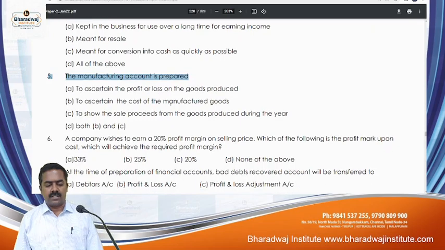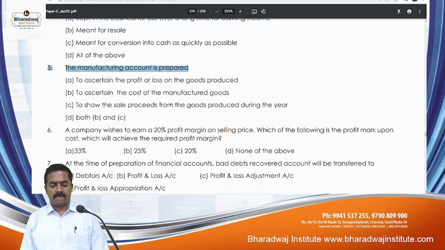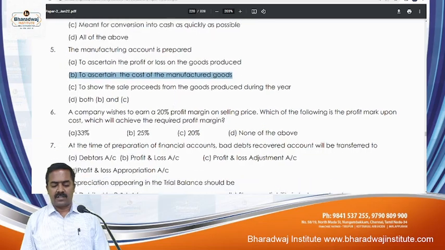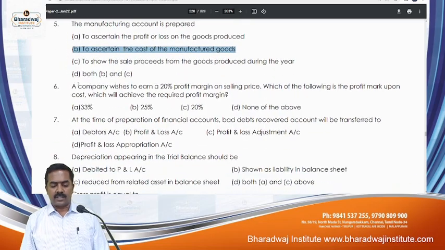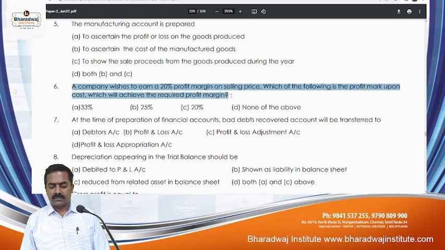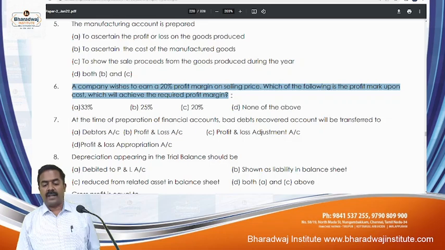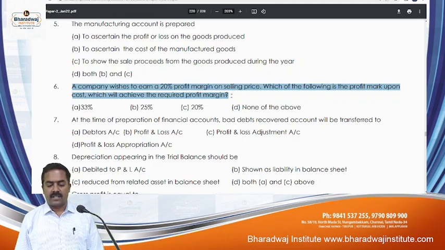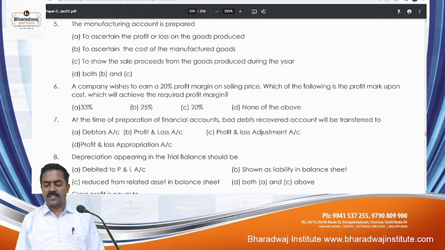Then, a manufacturing concern prepares it to ascertain the cost of manufactured goods. Normally only manufacturing concerns will do it. What is the next one? The company wants to maintain 20% margin on which price? Selling price. They ask you what is the profit on cost. What is the profit on cost?